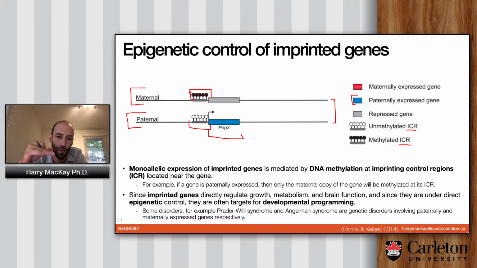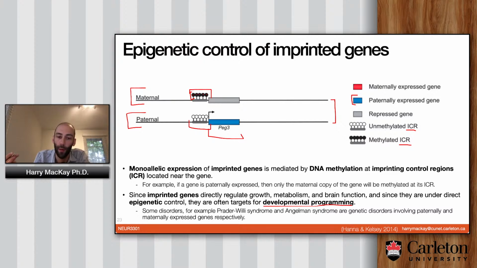And like I said, there's only a few dozen imprinted genes. And they're often targets for developmental programming because they regulate so many important aspects of growth and development. And because imprinting is something that's known to be epigenetic, you would think that it's more labile, let's say, during development, because epigenetics can change.